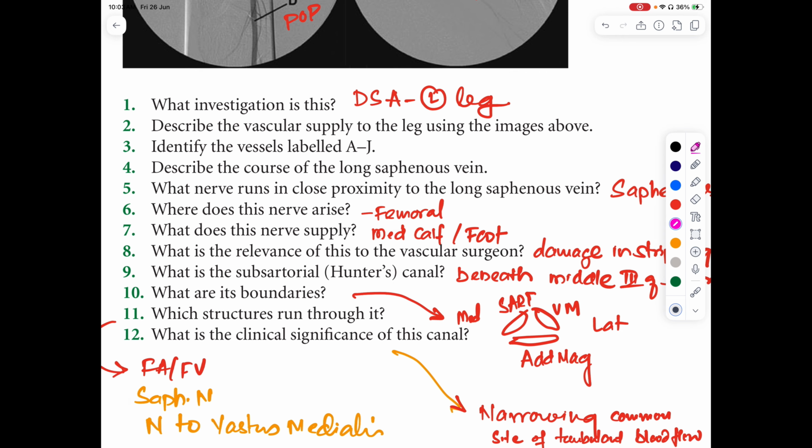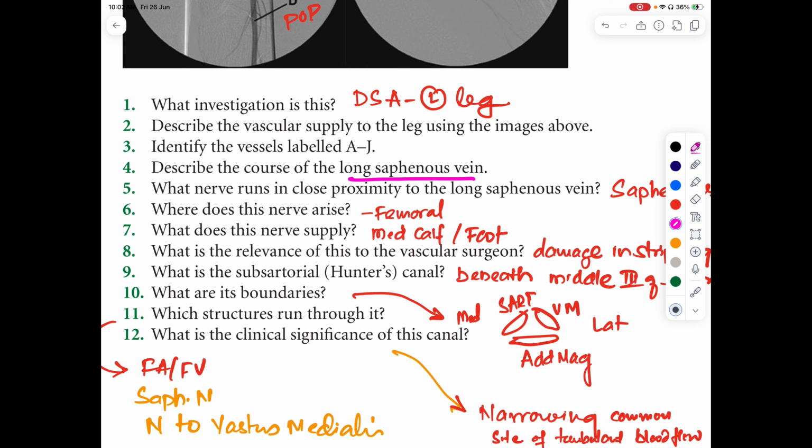It starts on the medial side of the malleolus, it goes up, and then behind the medial epicondyle, then goes and opens into the femoral vein. A nerve is in close proximity to the long saphenous vein, the saphenous nerve. Where does the nerve arise? The saphenous nerve is a continuation of the femoral nerve. What does the nerve supply? The medial side of the calf. What is the relevance for the vascular surgeon?